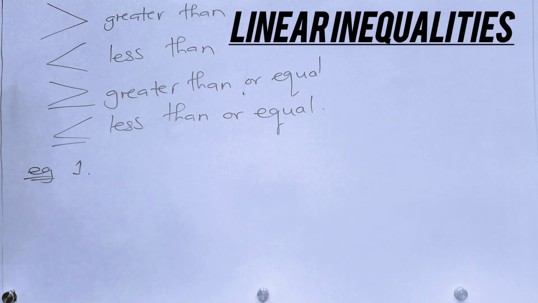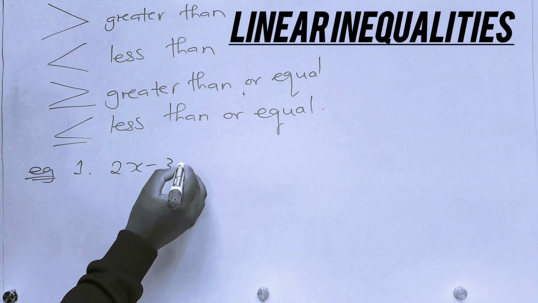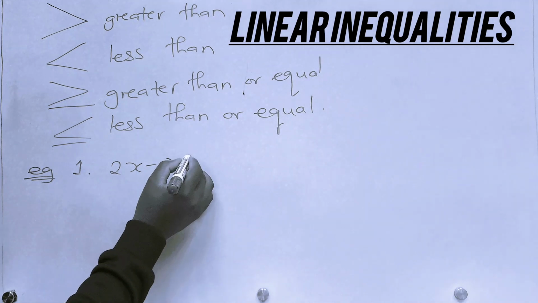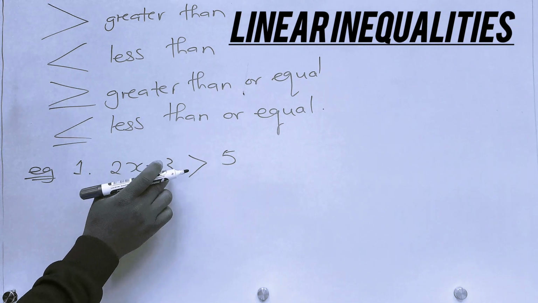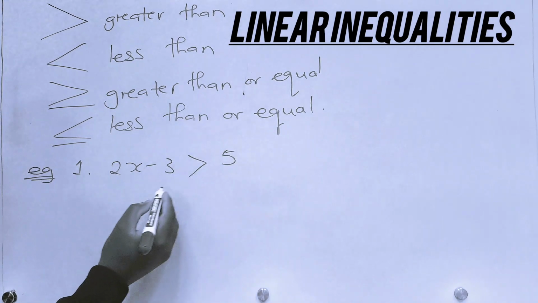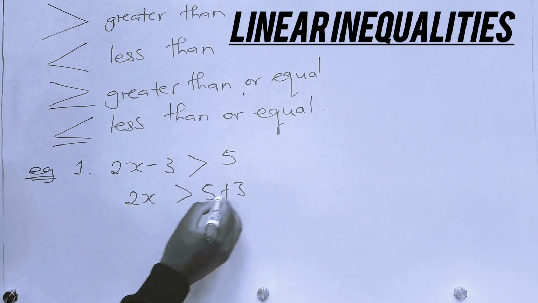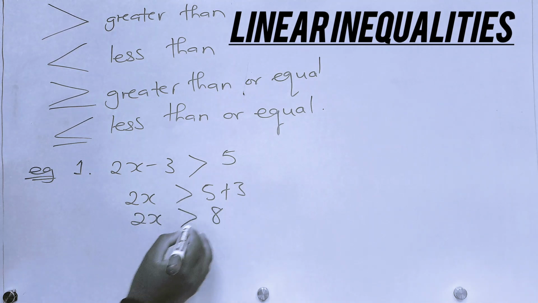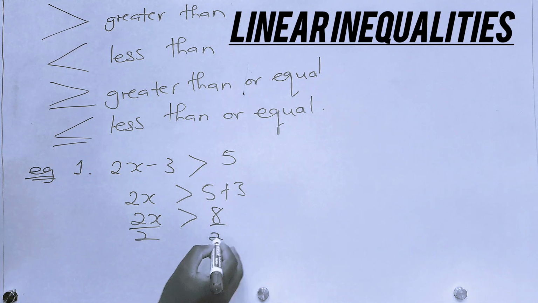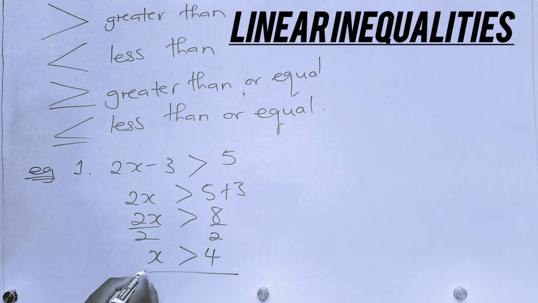Example 1, let's have 2x minus 3 is greater than 5. So what we do here, we have negative 3. We collect like terms, so we take it to the right hand side. Therefore 2x is greater than 5 plus 3, which is equal to 8. So then we divide by 2, divide by 2. Therefore, our x is greater than 4.